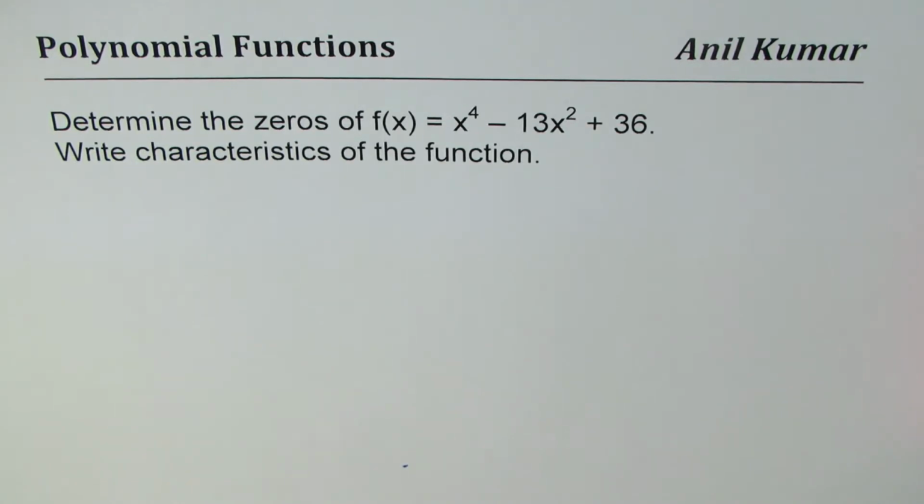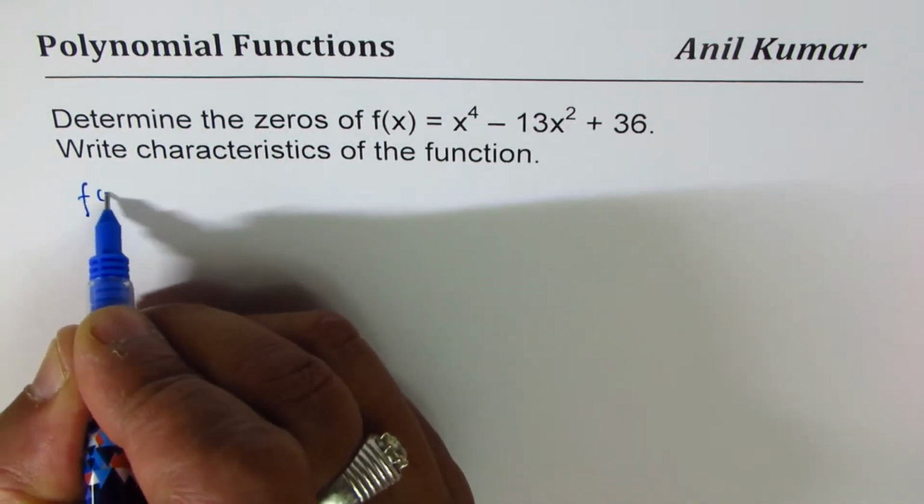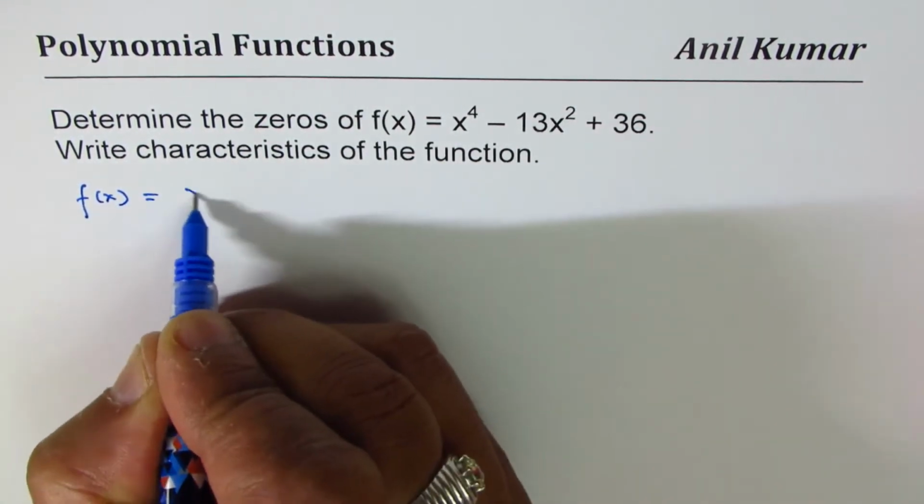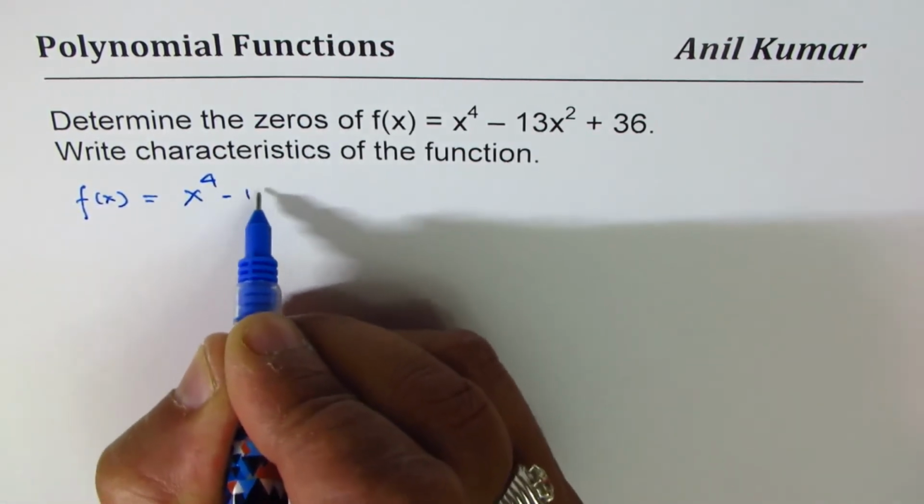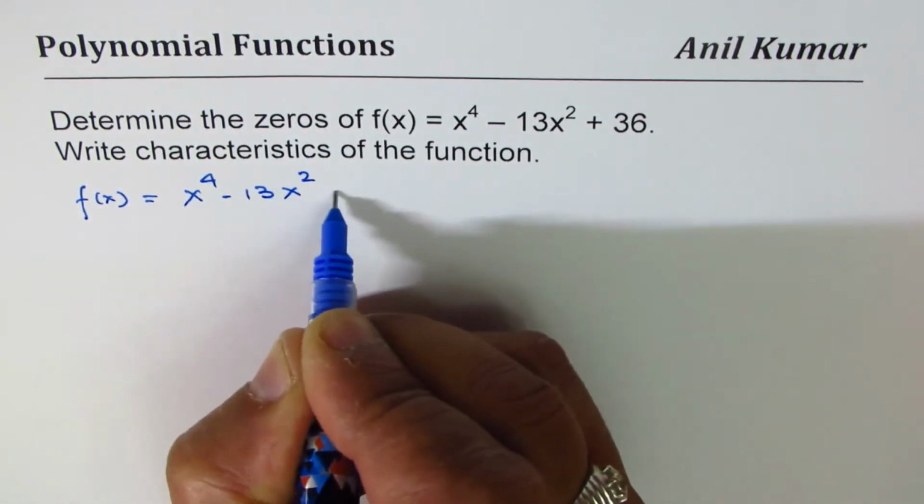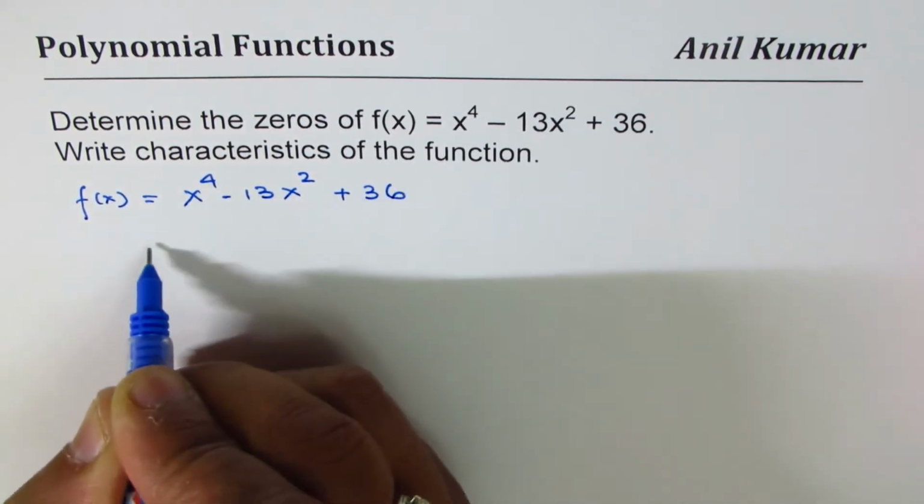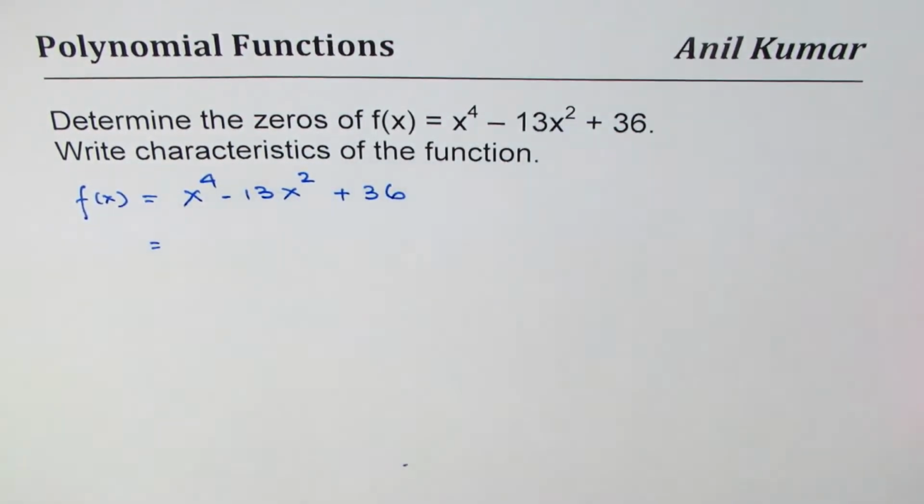The question here is, determine the zeros of f of x equals x to the power of 4 minus 13x squared plus 36. Write characteristics of the function. So we are given the function f of x equals x to the power of 4 minus 13x squared plus 36. We can treat this as a quadratic function, right? And then we'll follow the same principles which we learn in factoring quadratic functions.